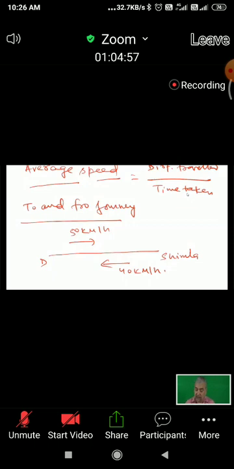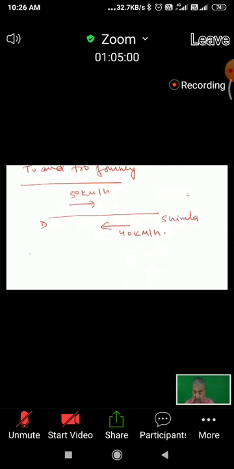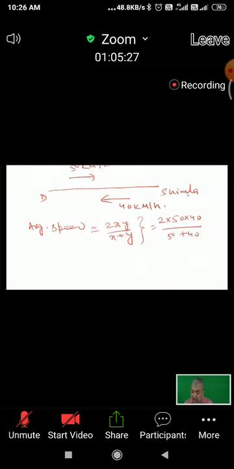See, for to and fro journey, there is a formula. The formula is average speed equal to 2xy by x plus y, where x and y are the two speeds. So you can use this: 2 into x is 50, y is 40, by 50 plus 40. If you solve this, the 0s cancel from here. This is 400 by 9 kilometer per hour. That is the average speed.